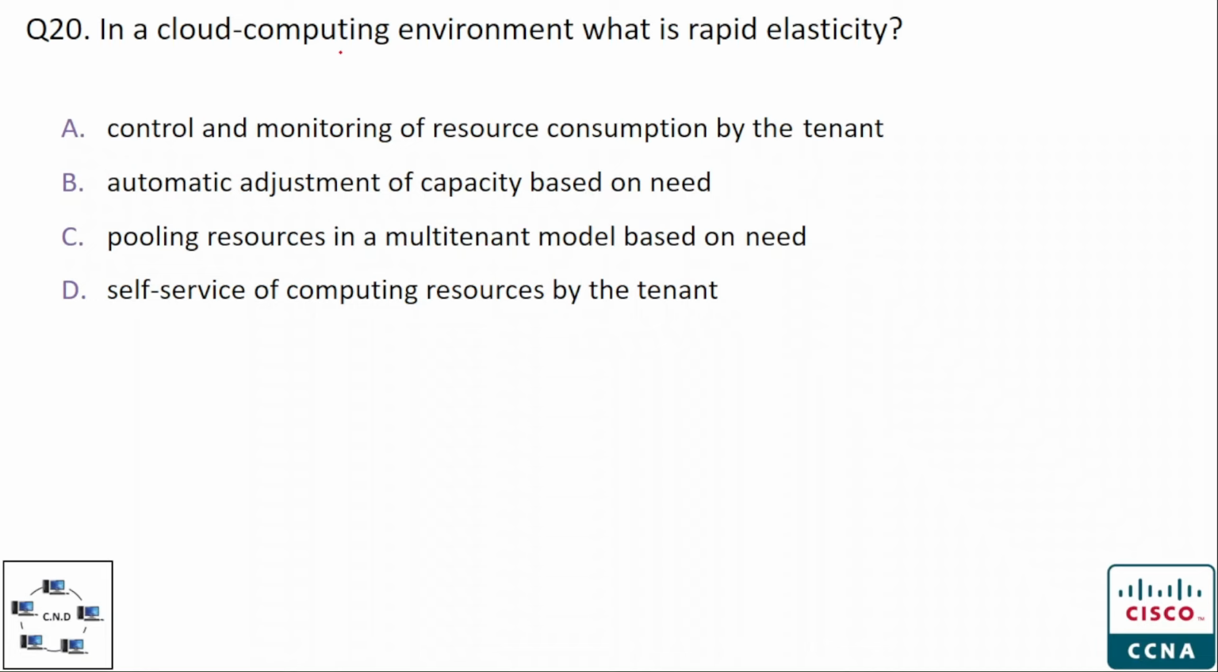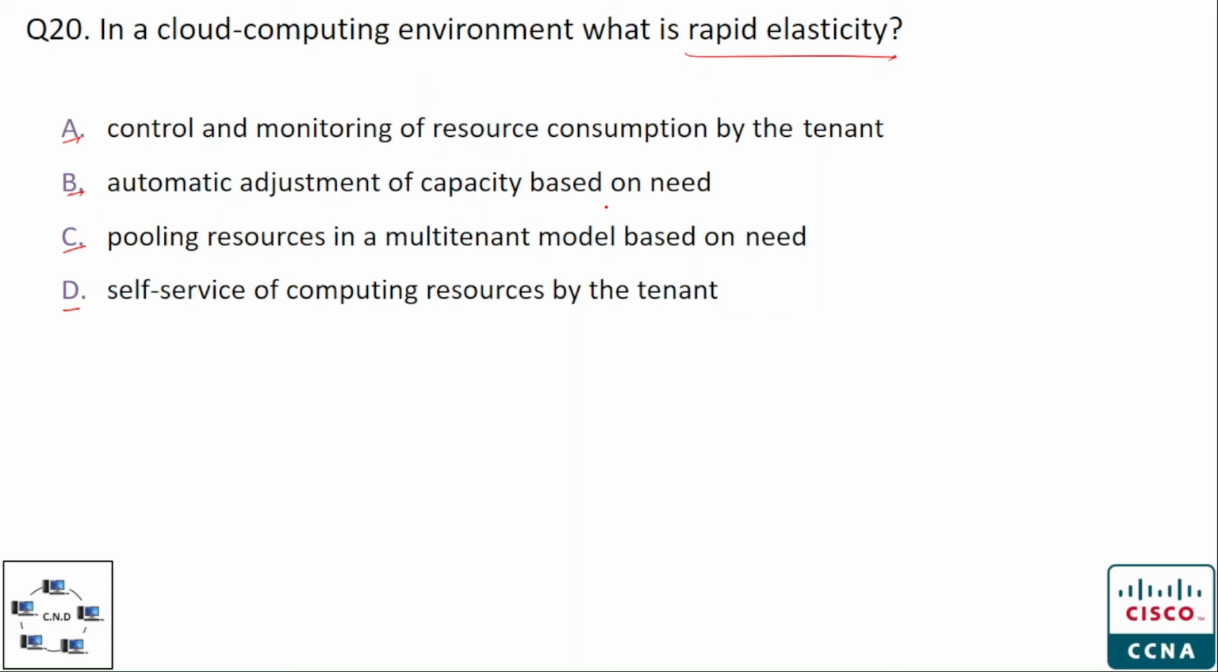Question number 20, in a cloud computing environment, what is rapid elasticity? And the options are option A, control and monitoring of resource consumption by the tenant. Option B, automatic adjustment of capacity based on need. Option C, pooling resources in a multi-tenant model based on need. And option D, self-service of computing resources by the tenant.